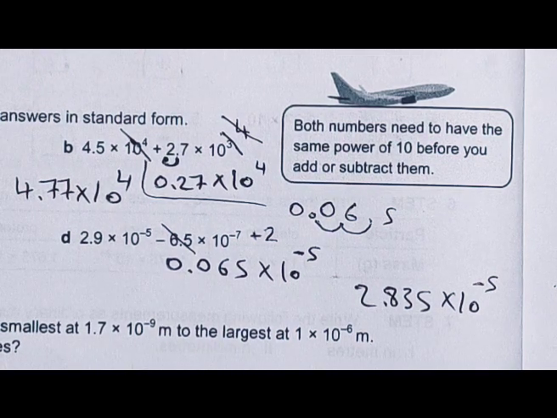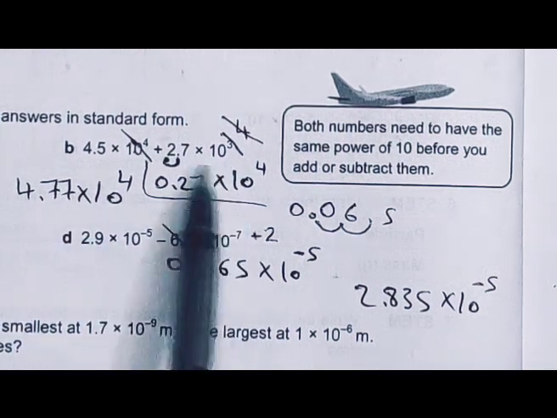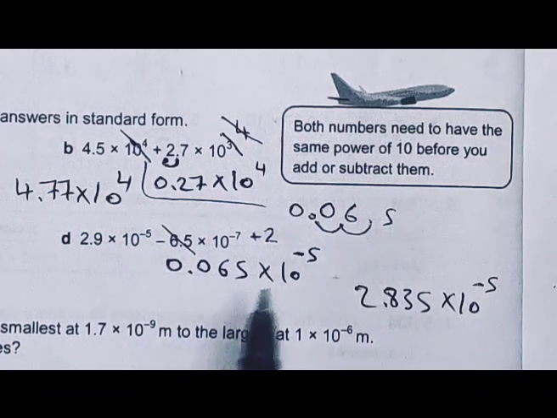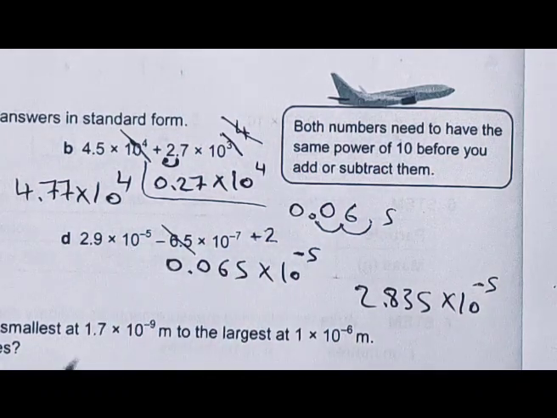You have to focus on this. If you have the same powers, use them directly, and then add and subtract the numbers between 1 and 10. And if you have different powers, you have to make them the same, and then you can add and subtract the other numbers. And this is how you answer a question like this.